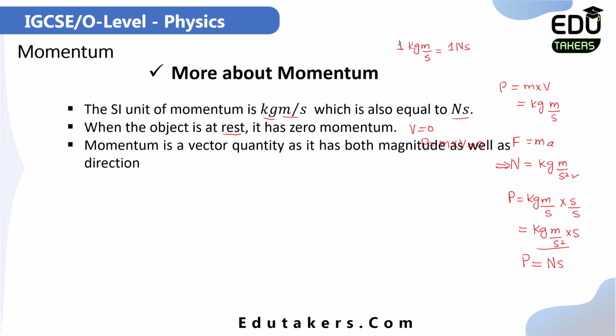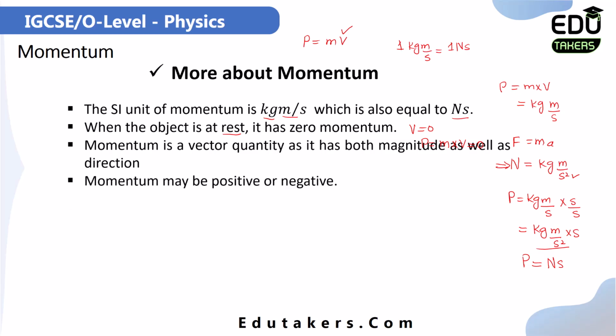So I can simply say that in the formula of the momentum, P is equal to mv, here v is a velocity and velocity is a vector quantity. Velocity has direction. So depending upon the direction of the velocity, the momentum is also a vector quantity because it has both magnitude and direction.